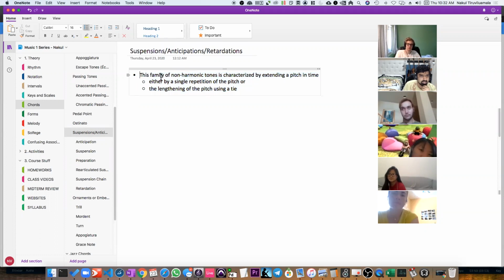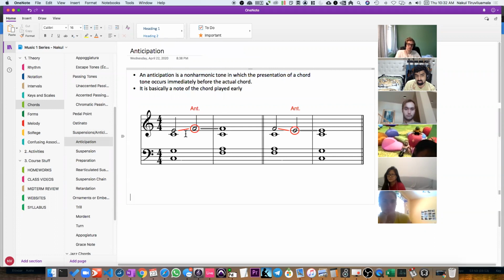Okay, suspensions, anticipations, retardations. Now, this family of non-harmonic tones is characterized by extending a pitch in time, either by a single repetition of the pitch or the lengthening of a pitch using a tie. So for instance, with anticipations, you're kind of repeating a pitch. You're kind of anticipating the note before it actually arrives.